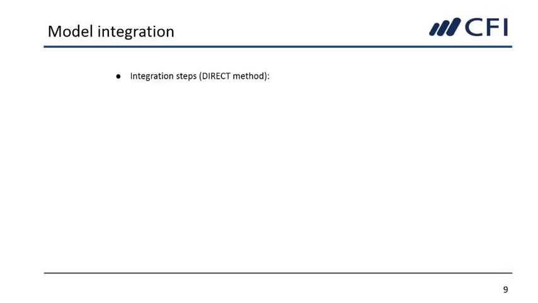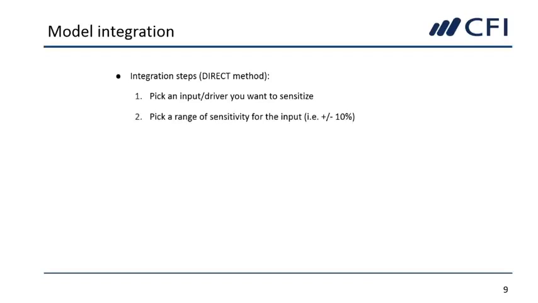Let's start with the direct method of model integration. In this approach, we will pick an input or driver that we want to sensitize. This is something that is hard-coded, for example, the revenue growth assumption in year 2016. Next, we need to pick a range of sensitivity for this input. Is it something that typically varies by 1 or 2% a year, say 10 or 20% a year? It's important to pick an appropriate amount of sensitivity for the input.